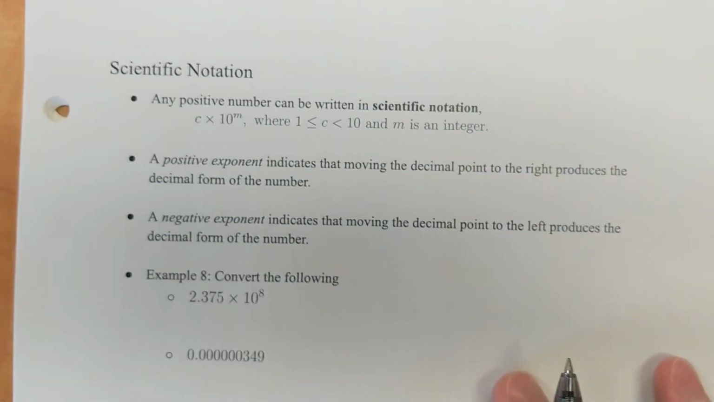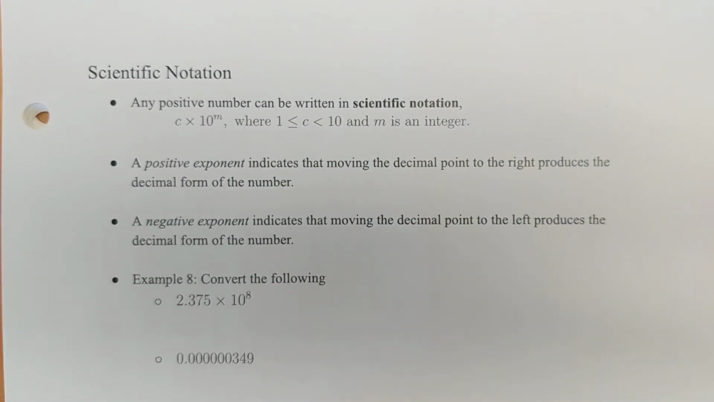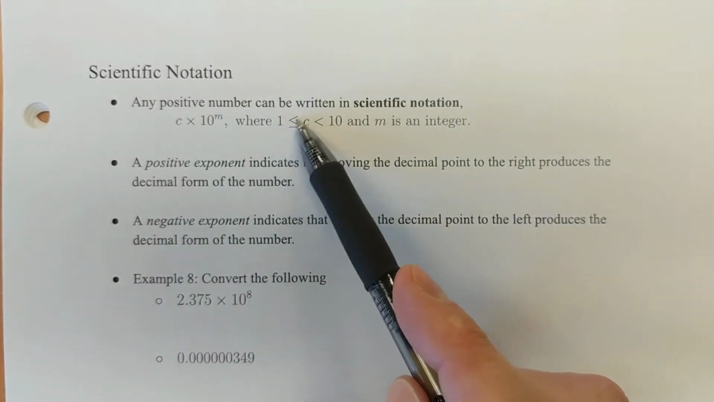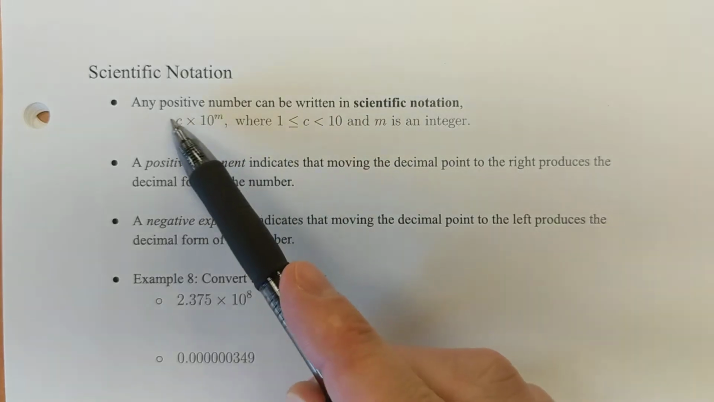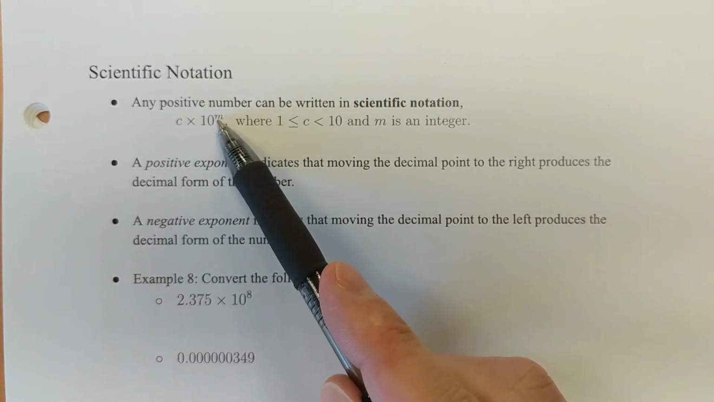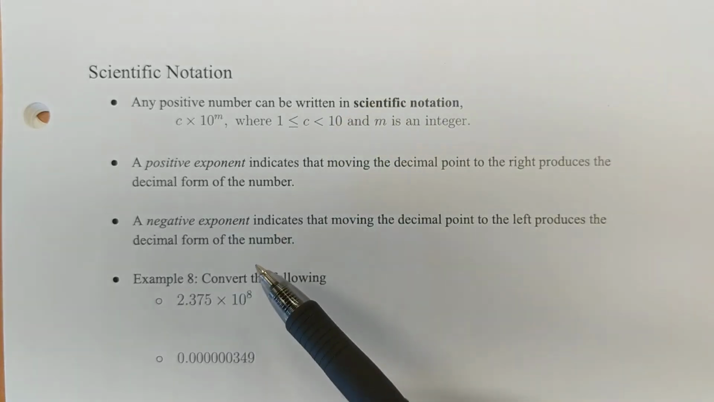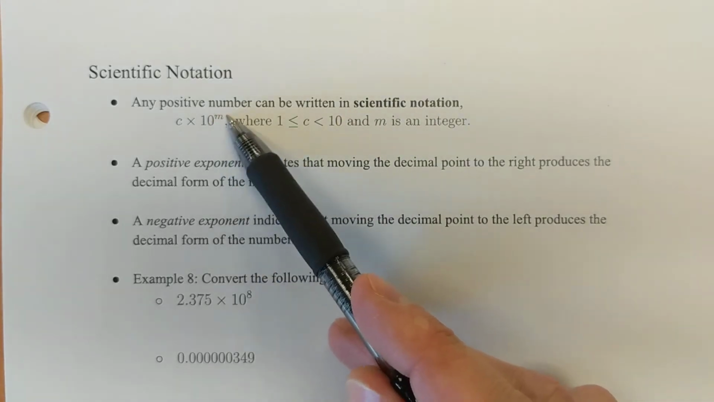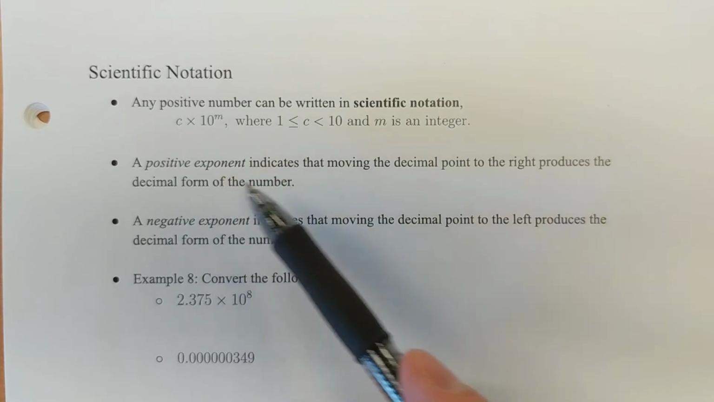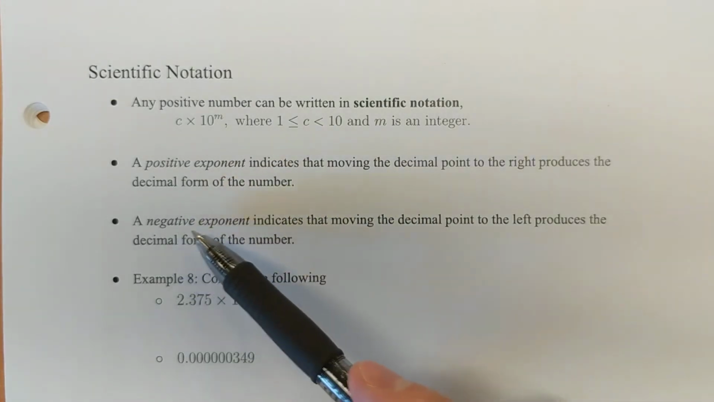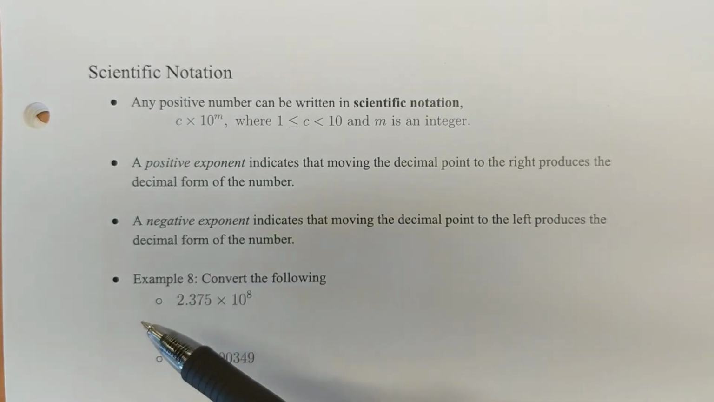All right, and now we have scientific notation. So any positive number can be written in scientific notation, where you get in the form c times 10 to the m, where c is greater than or equal to 1 but less than 10. So you can't have 10 times 10 squared. This number has to be less than 10, so 9.9 repeating is the largest value, and m is some integer. If you have a positive exponent, it indicates that moving the decimal point to the right produces the decimal form. Negative exponent means you need to move the decimal place to the left.